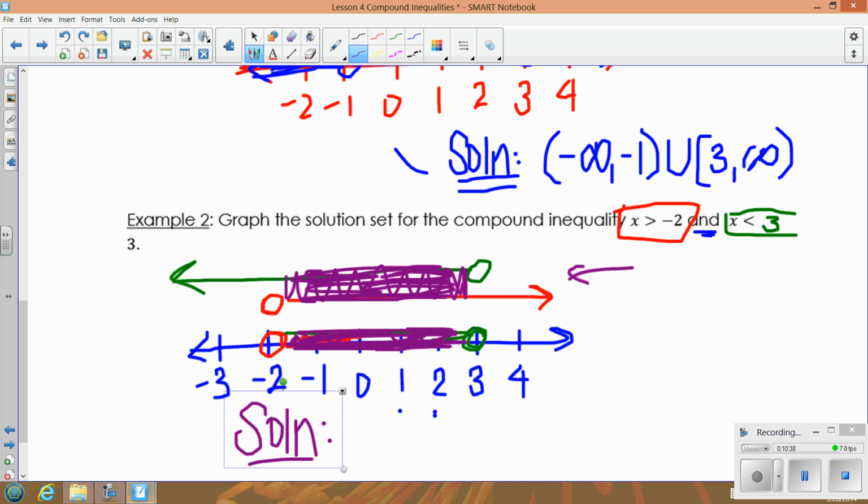And then when you go to write your solution, it's always going to be one interval because it's going to be connected. So it's just -2 to 3. Open brackets around both because you're not including either of those values.